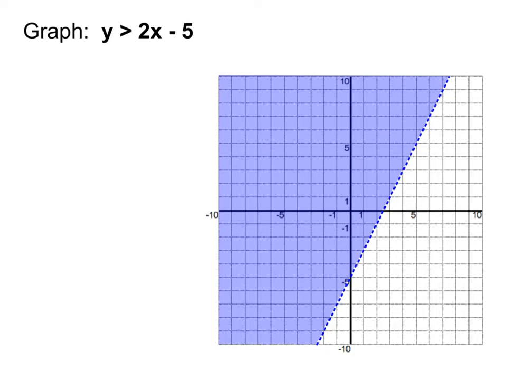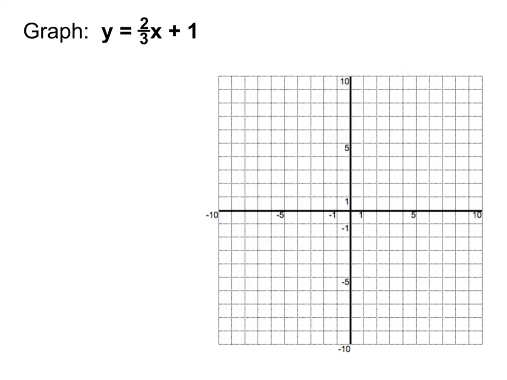From here, we're just going to take a look at a few more examples real quick. All right, so next up, sometimes people worry a little bit when there's a fraction in there, but in some ways it makes it a little bit easier. This again is in slope-intercept form, where the 2/3 is my slope and my y-intercept is 1. So I'm going to start by plotting that y-intercept. So on the y-axis, I go up to +1, and then my slope is 2/3.